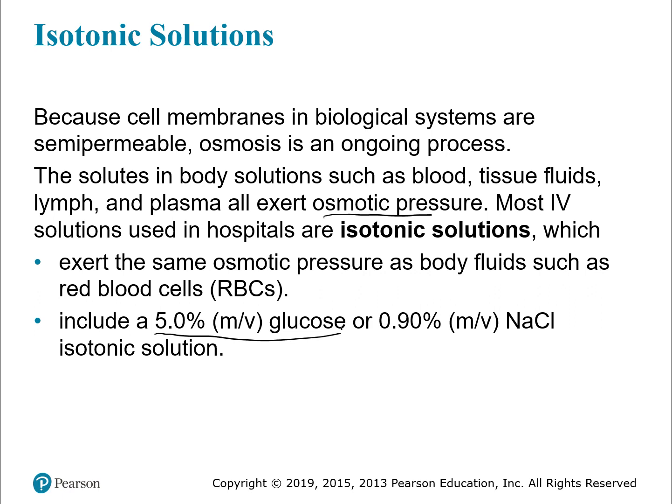What you'll typically see is 5% mass by volume for glucose, 0.90% mass by volume for sodium chloride in an isotonic solution. You will need to remember these numbers because you'll need them. Remember that this is isotonic. And I'll bring that up again. We're going to define it in a minute.